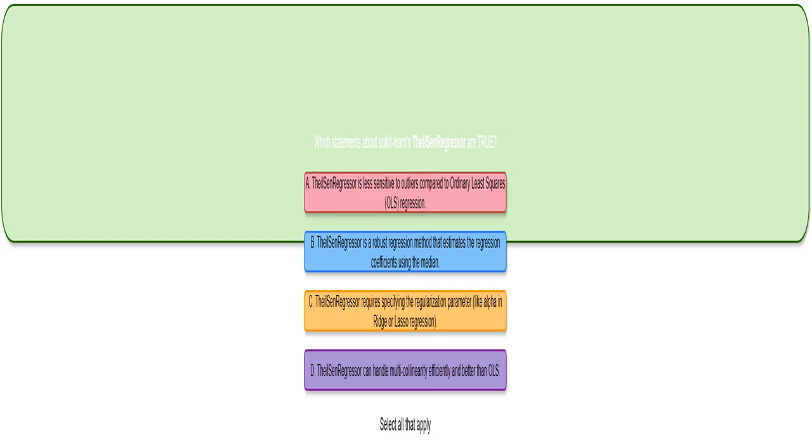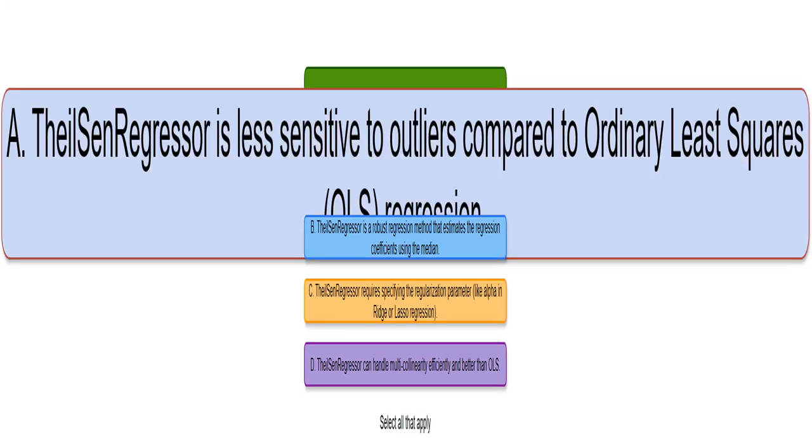This question asks you to identify the correct statements about TheilSenRegressor from a list of options. You will need to recall what you know about this robust regression technique. This statement explores whether TheilSenRegressor handles outliers better than the common OLS, ordinary least squares, regression. I'll examine how each method works and determine if one is more resistant to extreme data points.